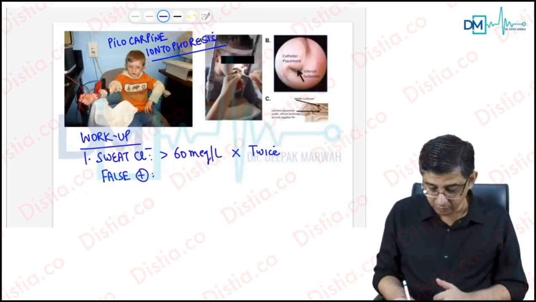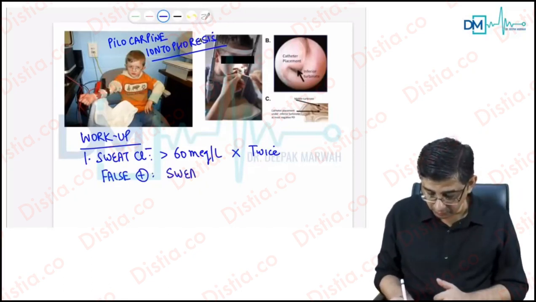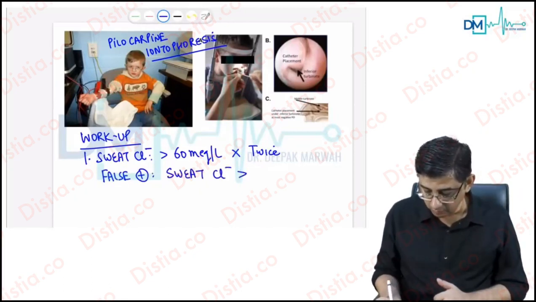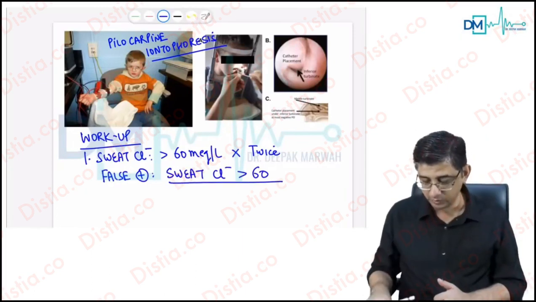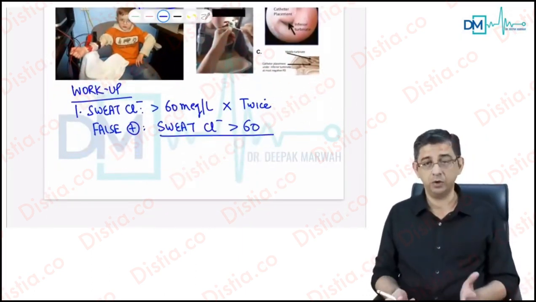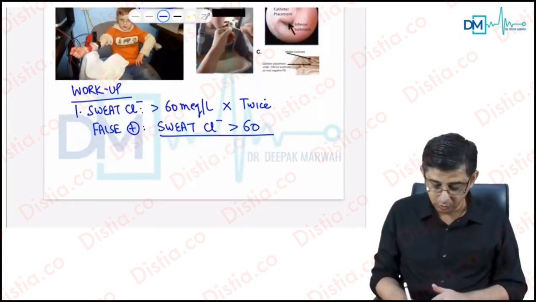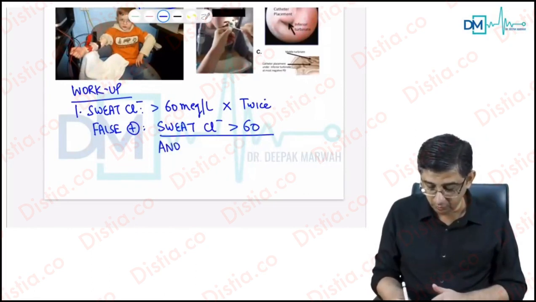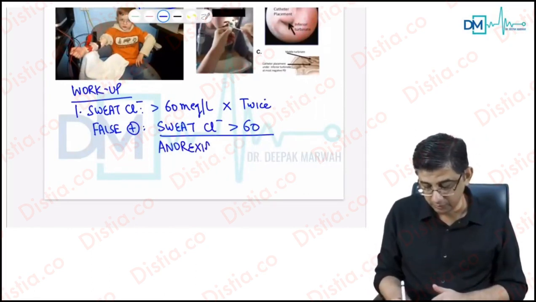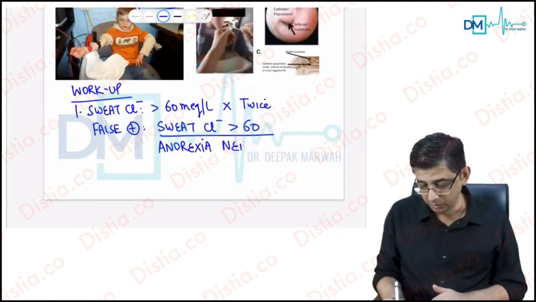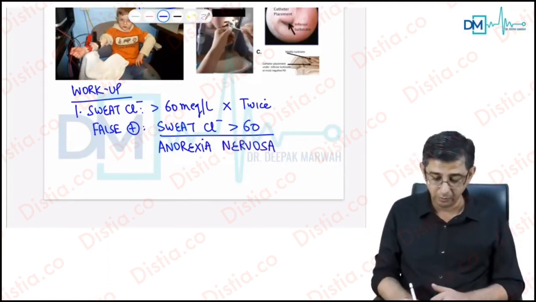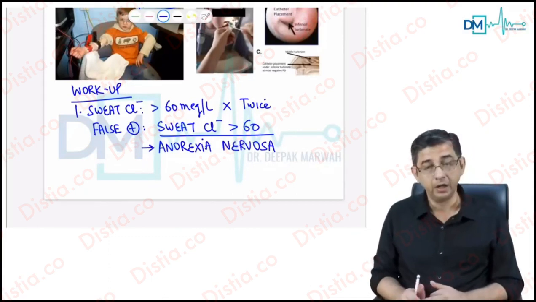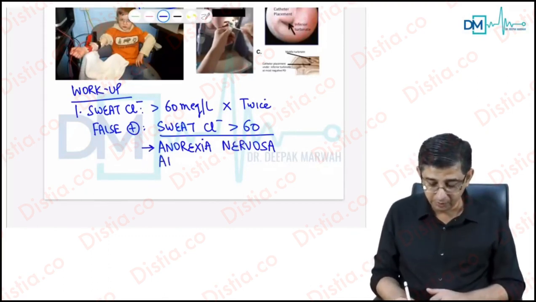You can have a false positive sweat chloride value to be more than 60 with respect to certain endocrine diseases, which I want you to remember for MCQ. So one is anorexia nervosa. That would be obviously a person who could be inducing vomiting and is avoiding food on a long-term basis with a body mass index of less than 18. Then could be Addison disease. That's an important point to be remembered.